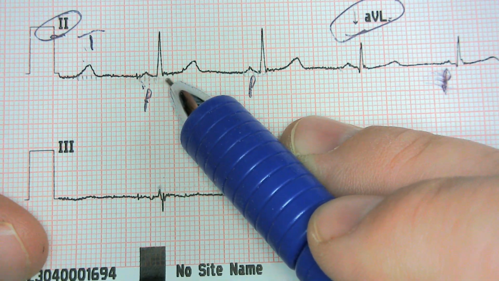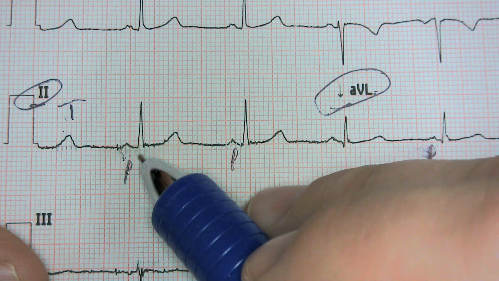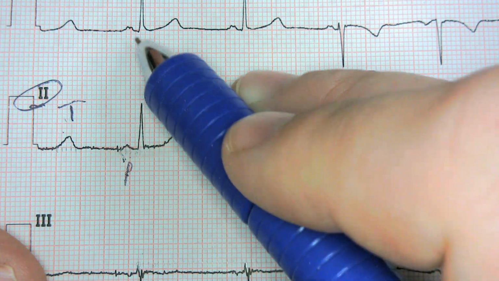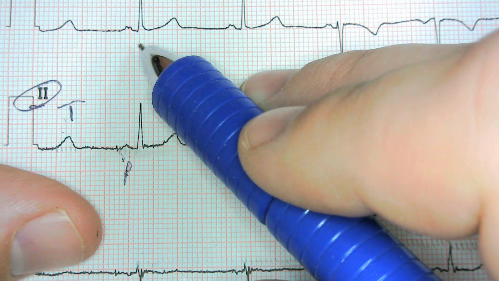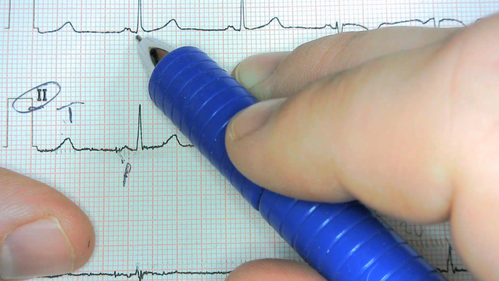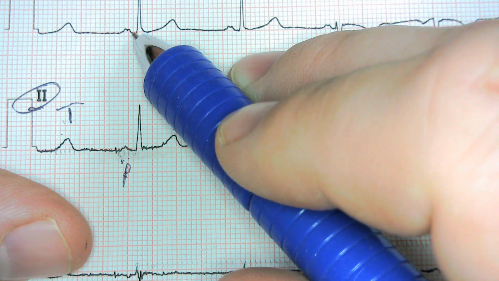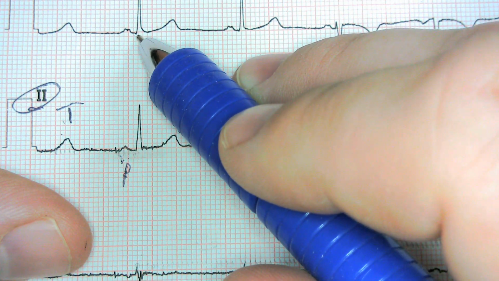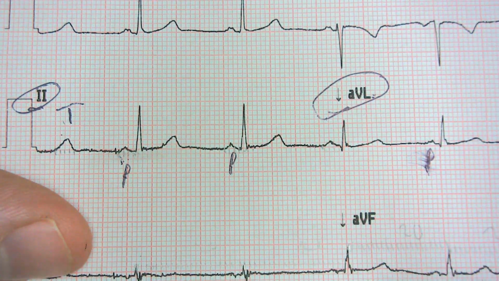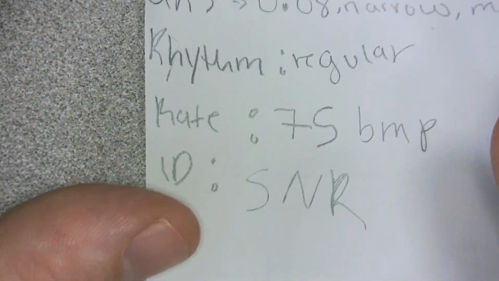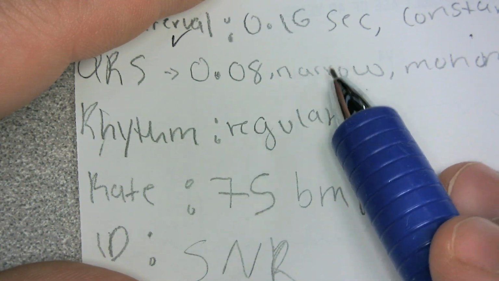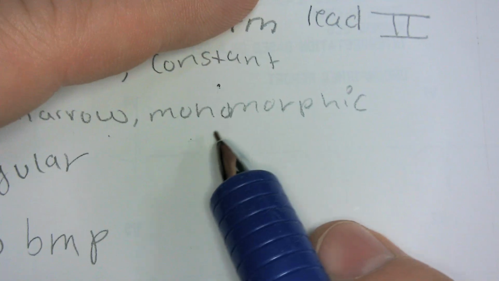So 0.06, right? If you're not sure, you can always look at the lead above it, because these are talking about the same heartbeat right here. And so if we look right here, you can see an ever so slight going down here. That's just an ever so slight Q wave. So if you want to call this 0, 1, 2 little boxes, 0.08, right? So she said 0.08. Yes, that's less than 0.12 seconds. So that's going to be narrow monomorphic.